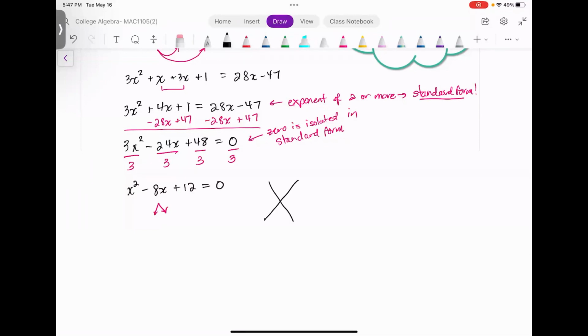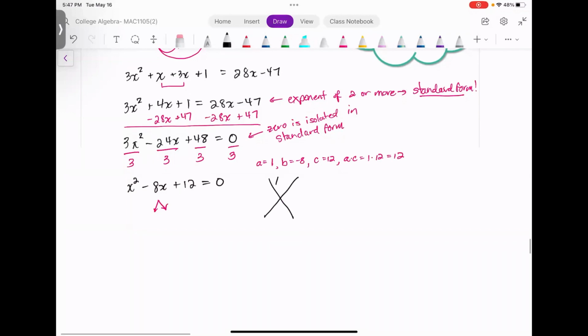So I come over here. I'm going to identify A, B, and C. My A is equal to 1 because I have 1x squared. B is equal to negative 8 because the middle term has minus 8, and C is equal to 12. So A times C is just going to be 1 times 12, which is 12. So I'm looking for two numbers that multiply to be 12, but add to be negative 8.